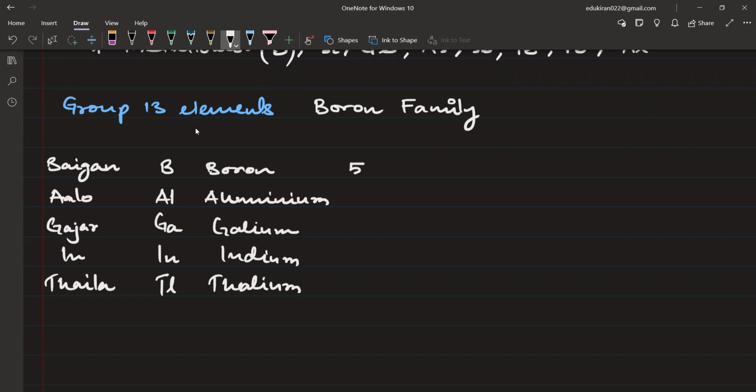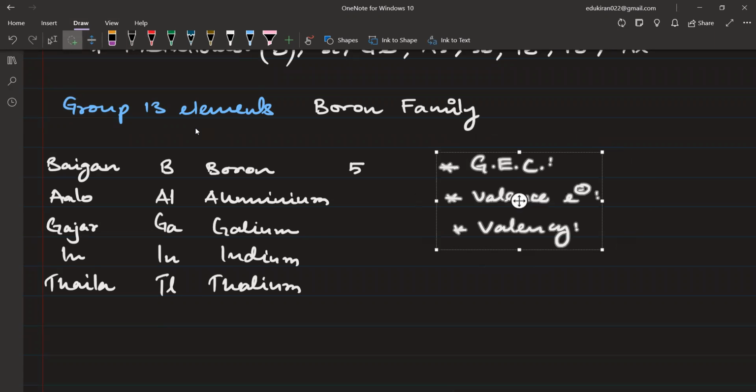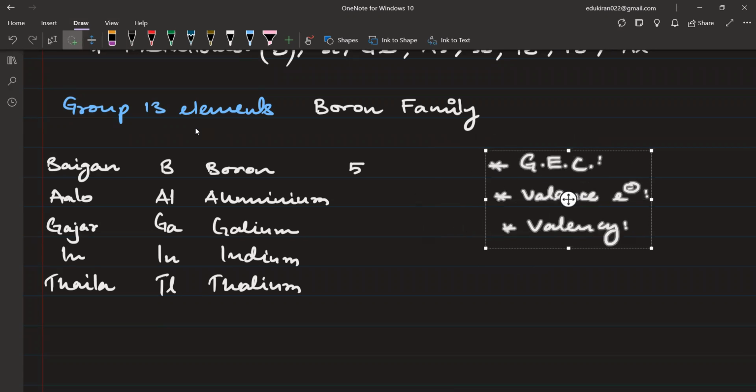Okay, you all will tell me here what is the general electronic configuration, and then tell me the valence electrons, and after that you will tell me the valency. Okay, you have to write the electronic configuration for all of them. Send all of these three things to me on WhatsApp.